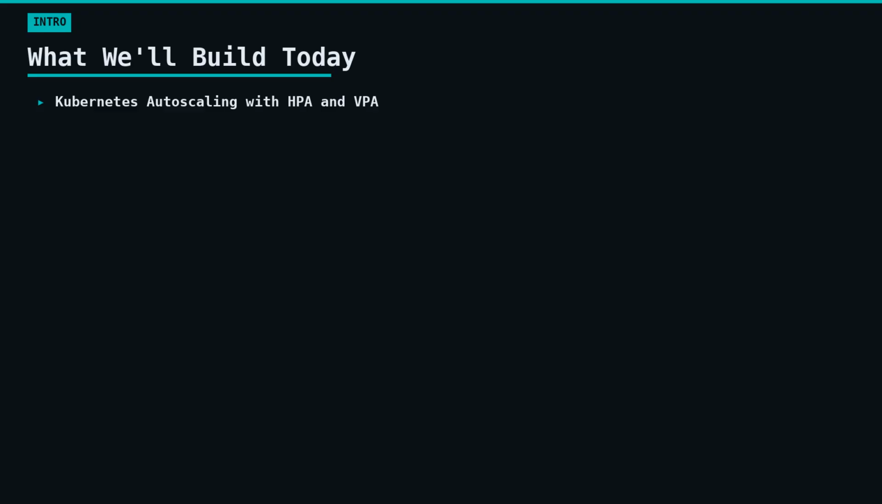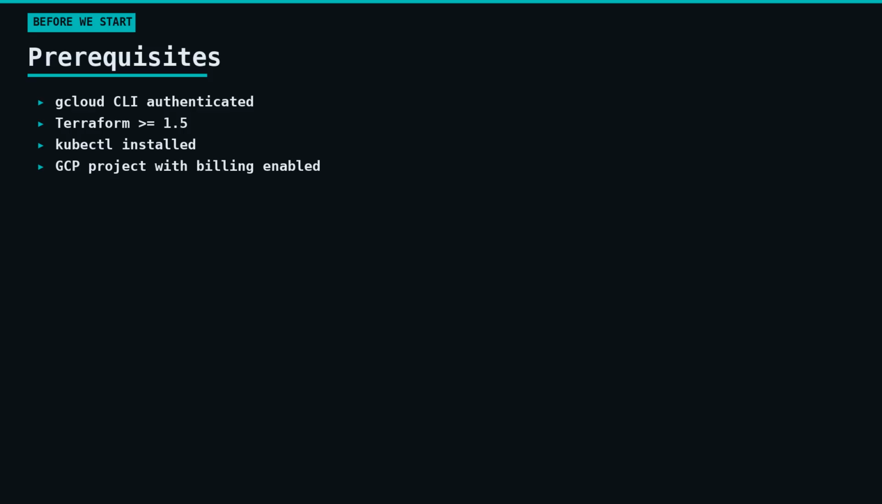Let's get started. Before we begin, make sure you have these tools installed and configured. We need the gcloud CLI for interacting with GCP, Terraform for infrastructure provisioning, and kubectl for managing Kubernetes resources. I'll show you quickly how to verify each one.